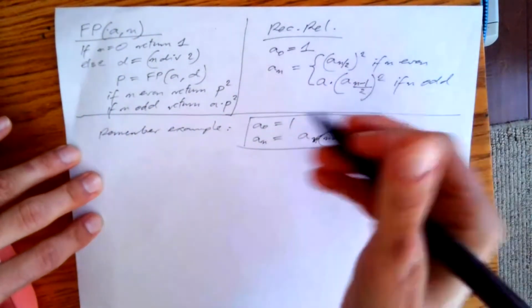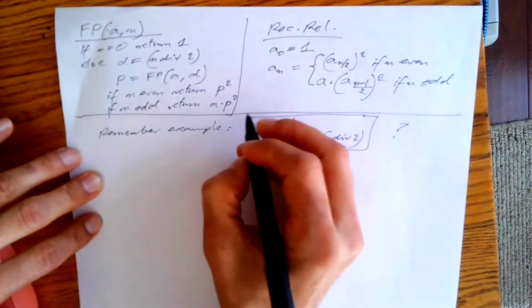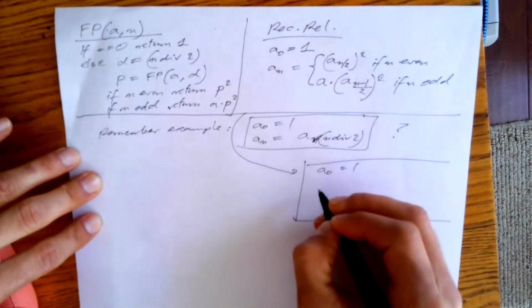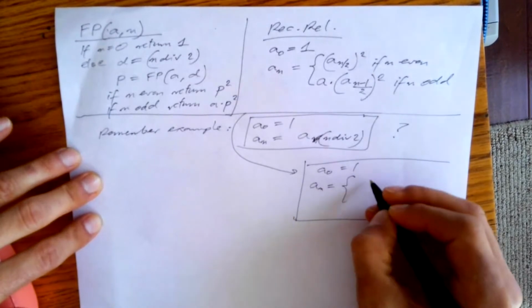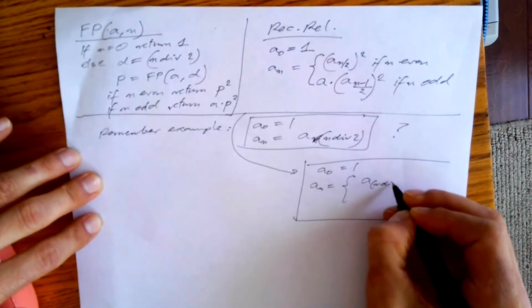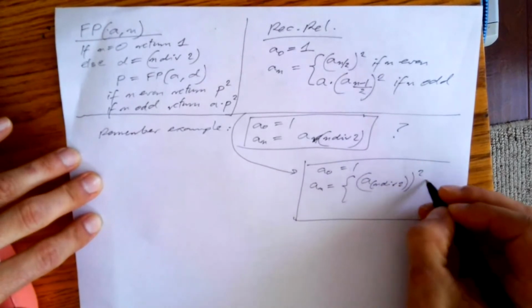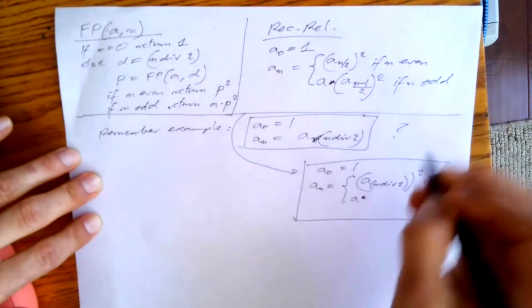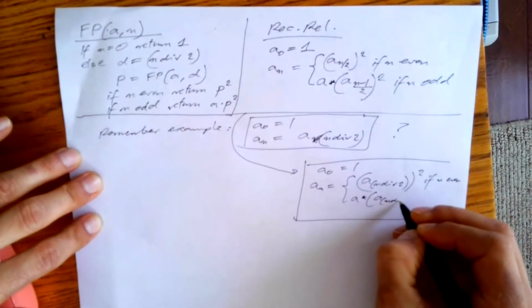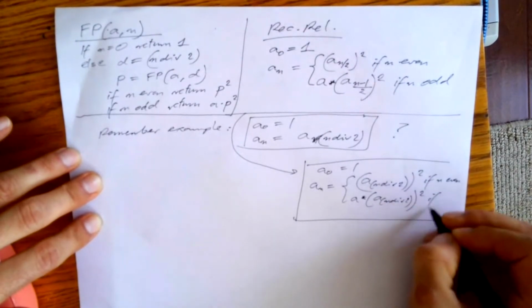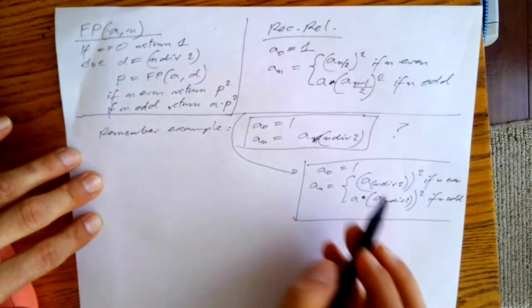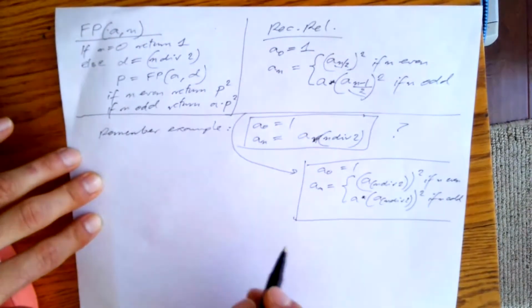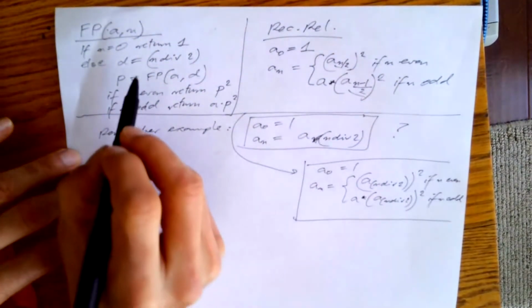Well, actually, I could recast this in this language. Okay, so using this language, this would be like this: a0 is 1, and an is a n div 2 squared if n is even, or a times a n div 2 squared if n is odd. Yeah, so that's the same. This is n div 2 for n even, and this is n div 2 for n odd. Okay.